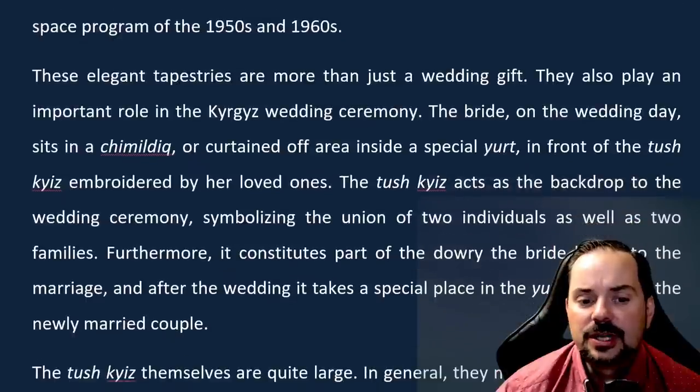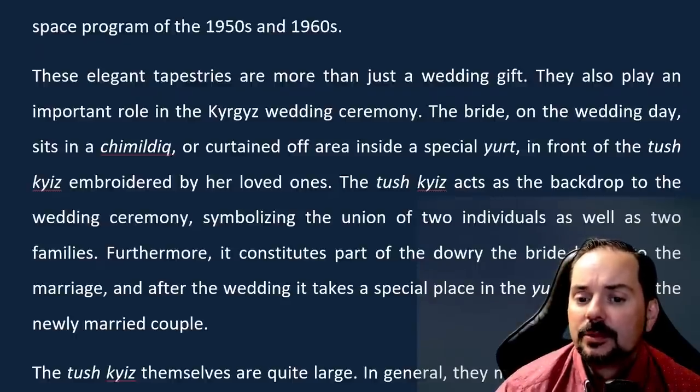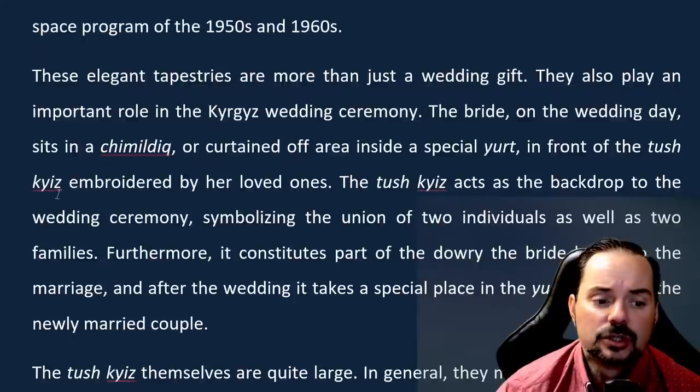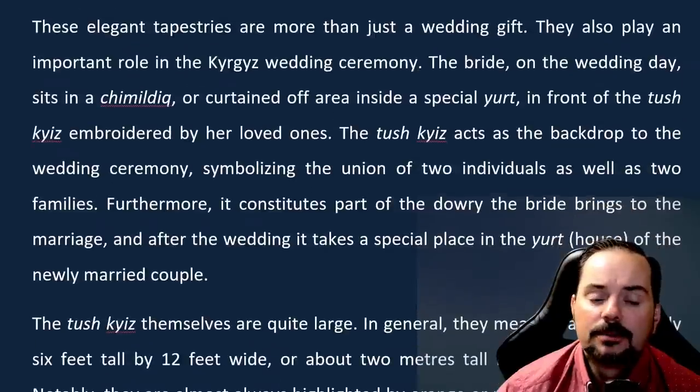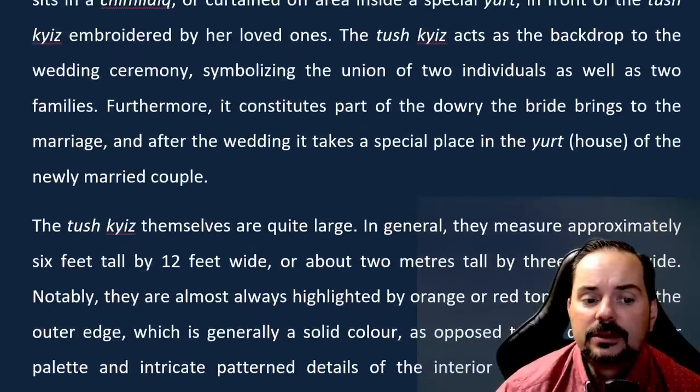These elegant tapestries are more than just a wedding gift. They also play an important role in the Kyrgyz wedding ceremony. The bride on the wedding day sits in a chimeledik, or curtained off area inside a special yurt, in front of the tush kiz, embroidered by her loved ones. The tush kiz acts as the backdrop to the wedding ceremony, symbolizing the union of two individuals as well as two families. Furthermore, it constitutes part of the dowry the bride brings to the marriage, and after the wedding, it takes a special place in the yurt house of the newly married couple.